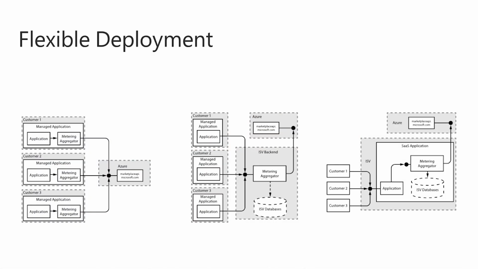You can deploy the accelerator in flexible ways. For example, you can bundle the accelerator into a managed application so that each managed app deployment emits its own usage. Alternatively, you can centrally, within your ISV backend, aggregate the usage for all customer deployments of your managed application, as well as your SaaS offers.